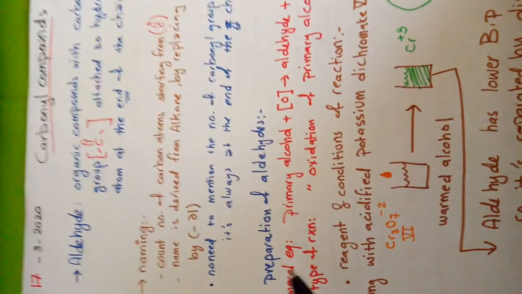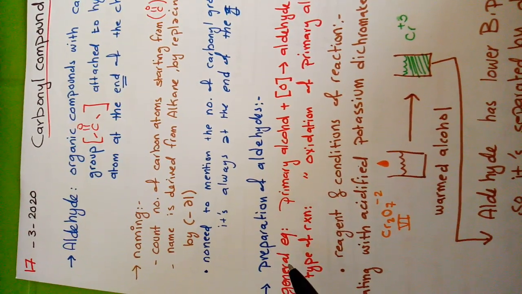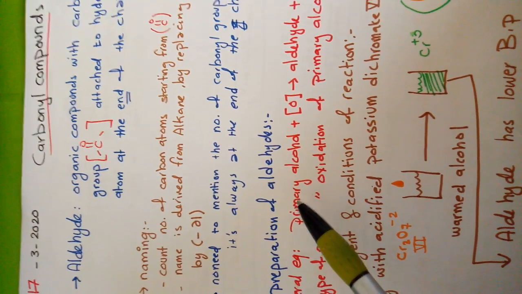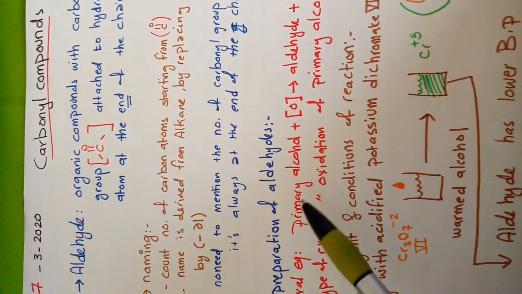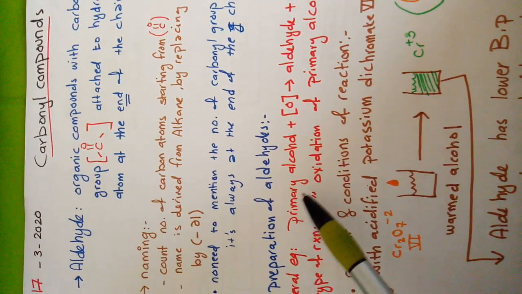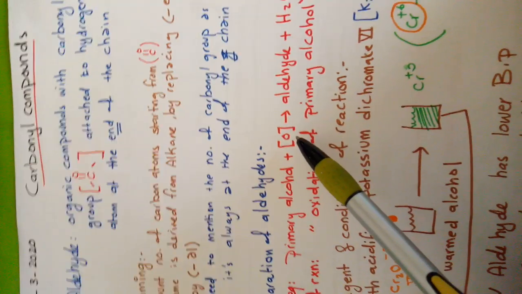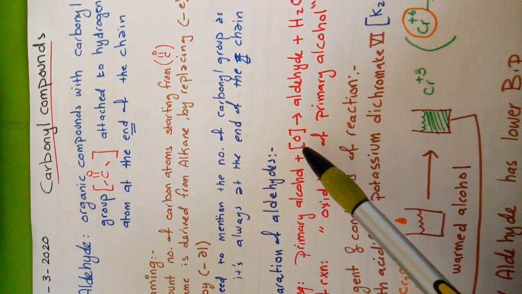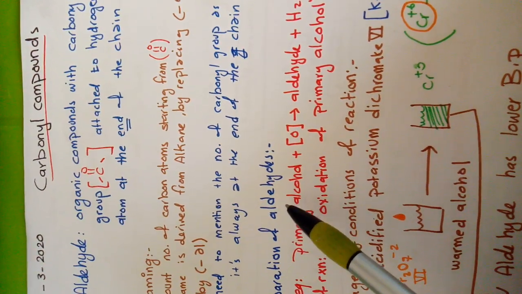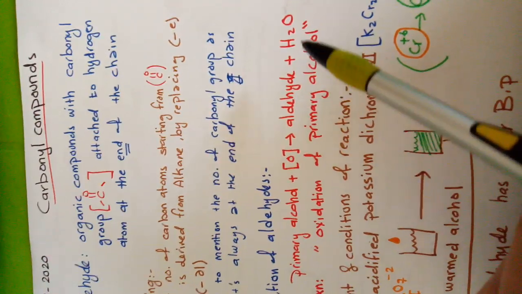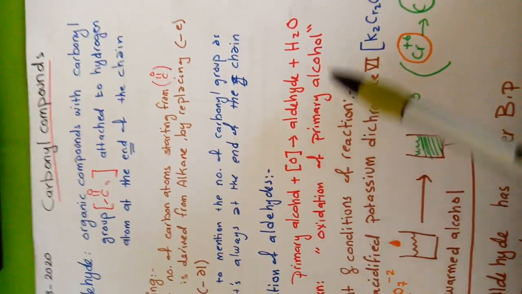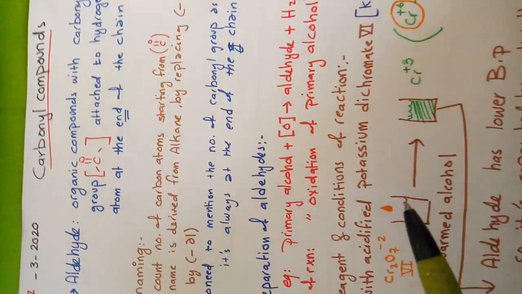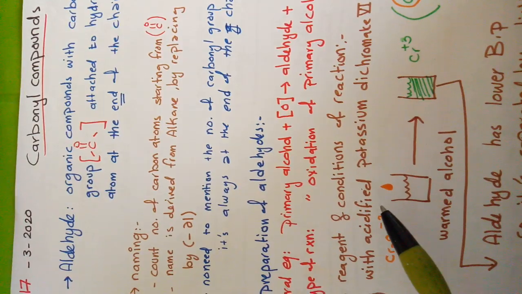Okay, preparation of aldehydes. How can I prepare any aldehyde? I need what? Primary alcohol. What's the meaning of primary alcohol? It's an alcohol where the carbon holding the hydroxyl group is attached to one carbon atom. I will add to it that [O]. What's the meaning of that [O]? We took it before. It's an oxidizing agent. So I will add an oxidizing agent to my primary alcohols and I can produce my aldehyde plus H2O. The type of that chemical reaction is oxidation of primary alcohol.